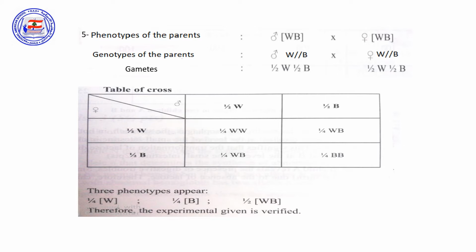So the results obtained in the descendants are WW 1 over 4, WB 1 over 4, WB 1 over 4, and BB 1 over 4. So we have three phenotypes, 1 over 4 W, 1 over 4 B, and 1 over 2 WB. And thus the experimental given is verified. So now we're done with the correction of the homework. We can move to the explanation of the last part in this chapter, the pedigree.